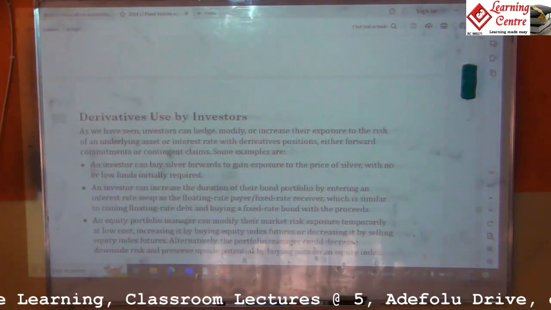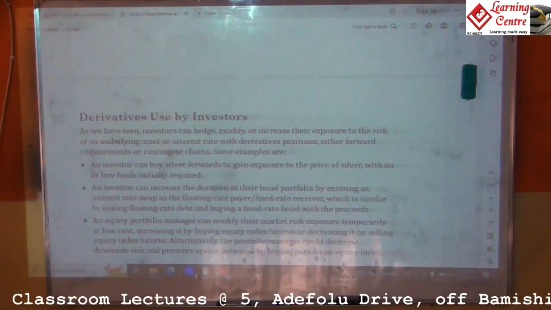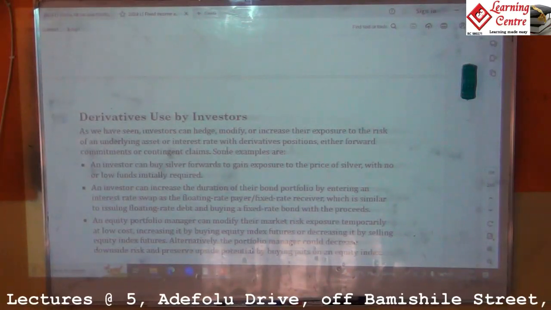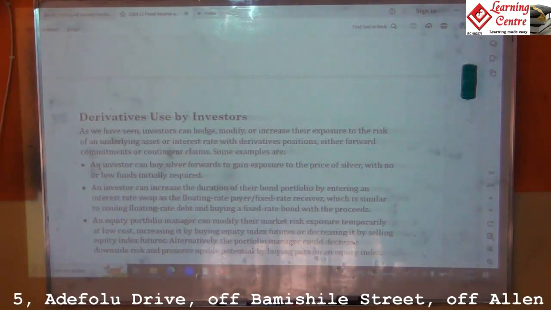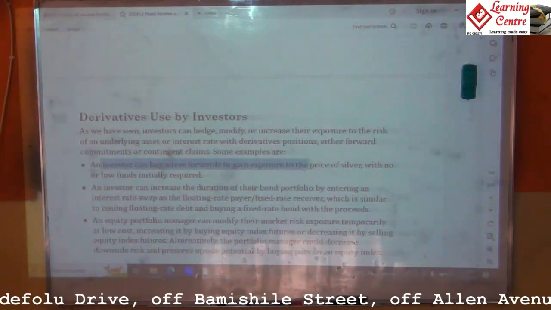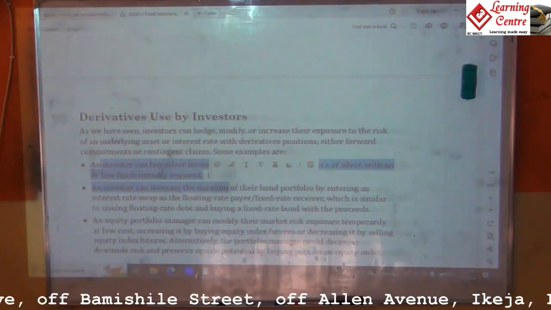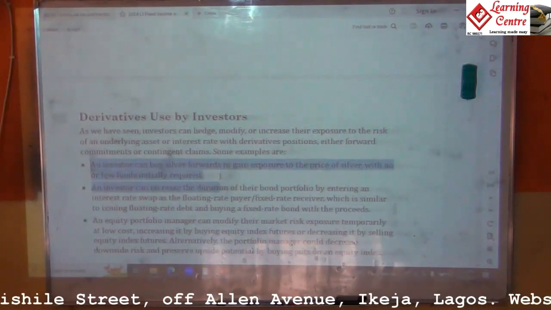Now the people that are buying the derivatives, that want to invest in it: investors can hedge, modify, or increase their exposure to the risk of an underlying asset or interest rate with derivative positions. An investor can buy silver forwards to gain exposure to the price of silver with no or low funds initially required. Remember we said derivatives make it easy for you to enter a market.